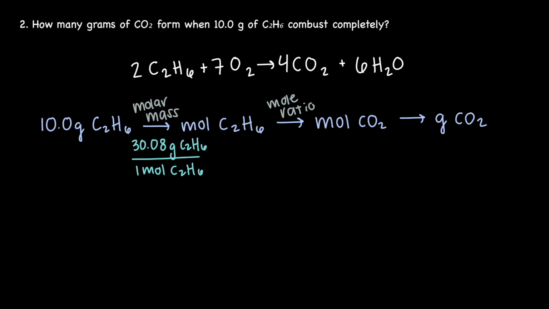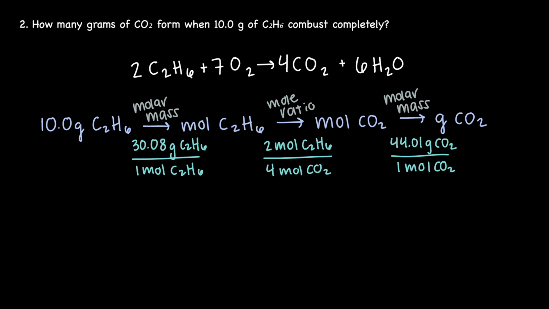Next, we need to convert from moles of C₂H₆ to moles of CO₂, using the mole-to-mole ratio from the balanced chemical equation. Looking at the balanced chemical equation, the coefficients show 2 C₂H₆ and 4 CO₂. So the mole-to-mole ratio will be 2 moles of C₂H₆ for every 4 moles of CO₂. From moles of CO₂, we can next convert to grams of CO₂ by using the molar mass of CO₂. Carbon dioxide has 1 carbon and 2 oxygens, giving a molar mass of 44.01 grams of CO₂ for every 1 mole of CO₂. We can now set up all units to cancel.